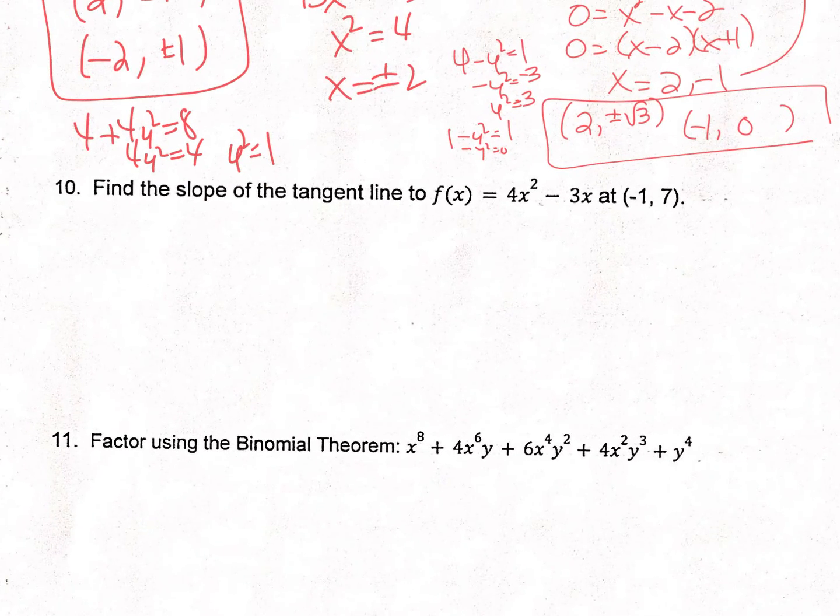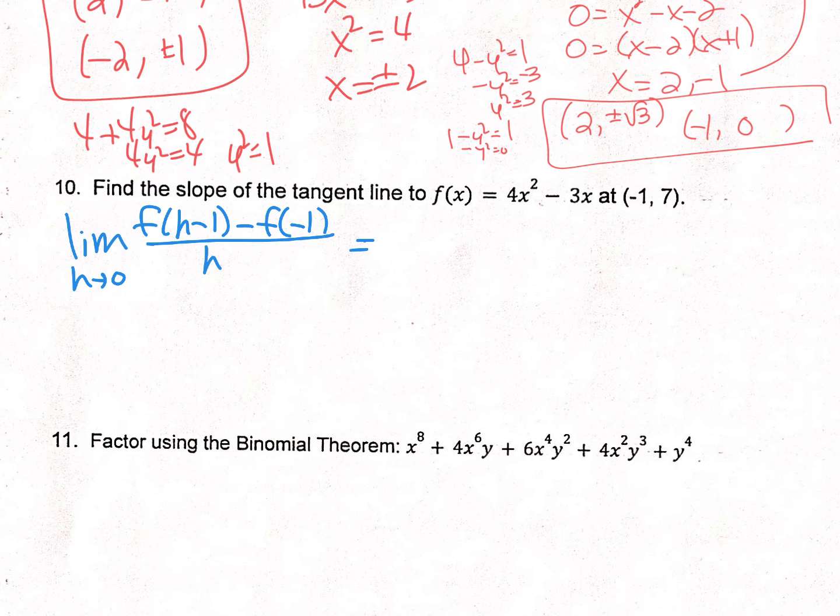Number 10, find the slope of the tangent line. That's just finding the limit. So I'm going to set that one up like we did a couple weeks ago. The limit as h approaches 0 of f of h minus 1, because of the negative 1, minus f of negative 1, all over h. I'm just going to plug in the h minus 1. So it's going to be 4 times h minus 1 squared minus 3 times h minus 1. Now don't forget this part, don't forget the f of negative 1. If you plug in negative 1, you do get 7. So I'm going to do minus 7 all over h.